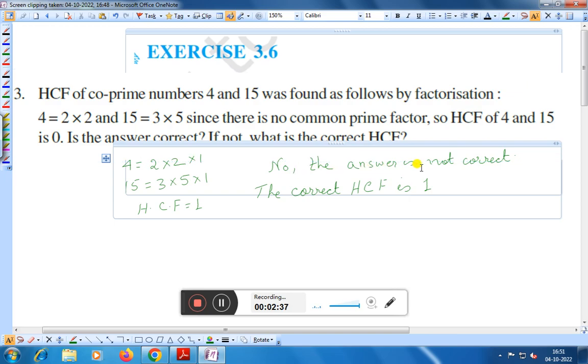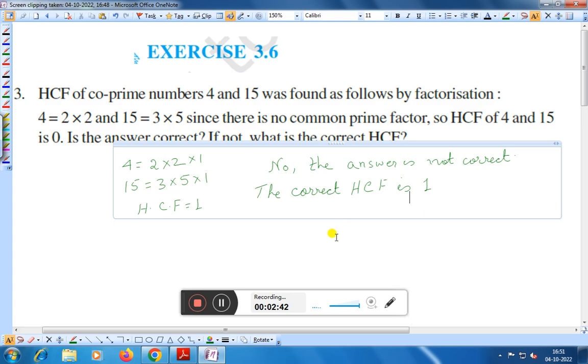Is the answer correct? No, the answer is not correct. If not, what is the correct HCF? Therefore, the correct HCF is 1.